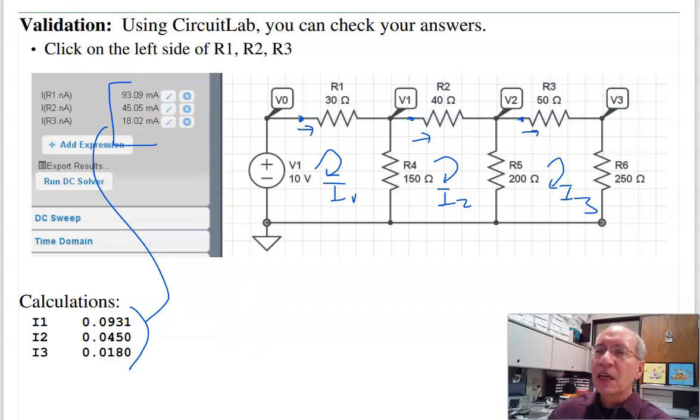Now, kind of a sidelight, there are other currents in this. If I clicked right here, that current would tell me I2, I did that wrong. It's I1. Come on, there we go. This current right here is I1 minus I2. So I could check that in Circuit Lab, but then I have to do a little bit of calculations. What is I1 minus I2? The difference is what Circuit Lab is going to give me through R4. So it's a little bit easier if you pick a resistor where only one current is going through it. Then I don't have to do any calculations.